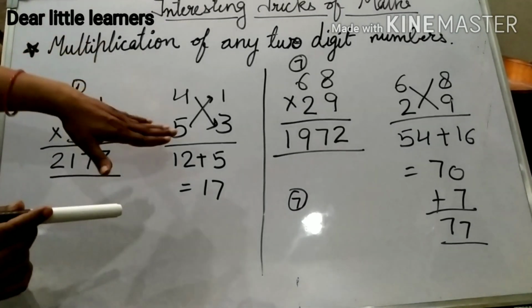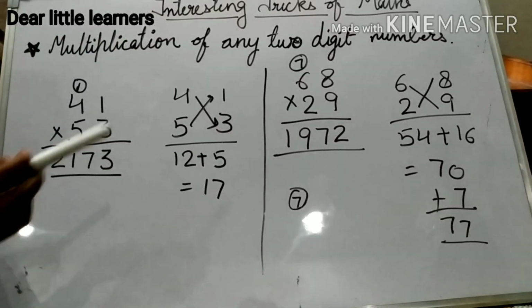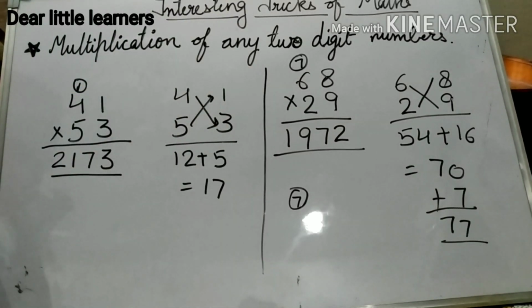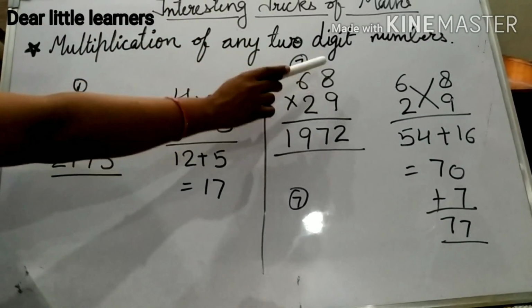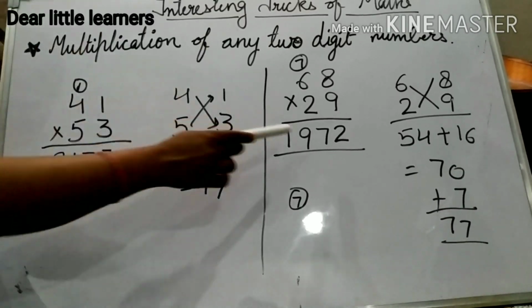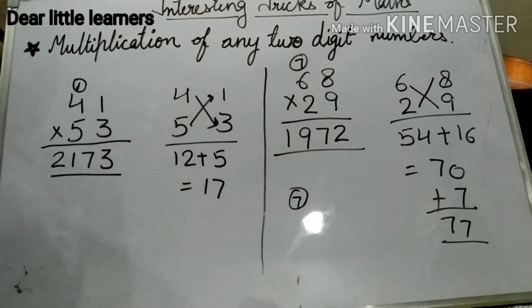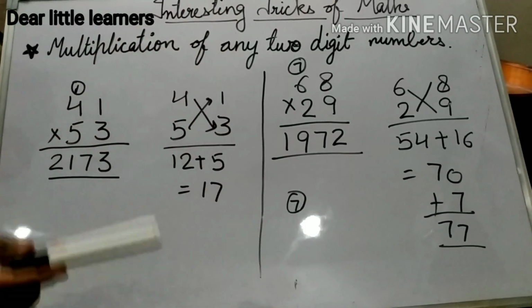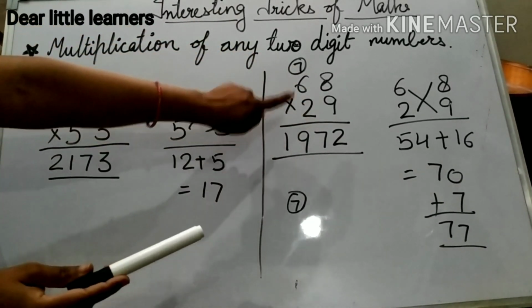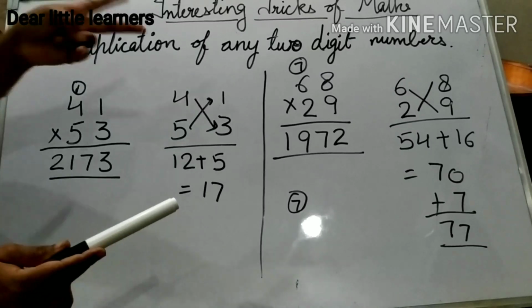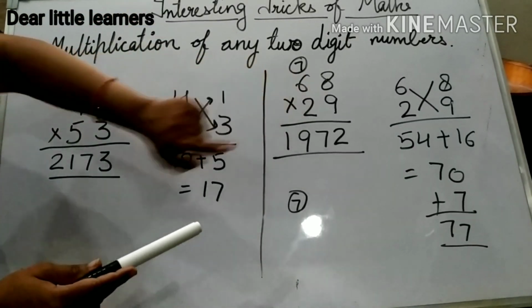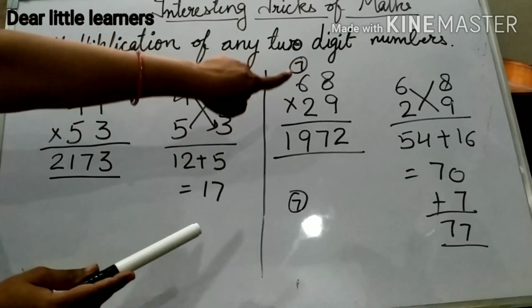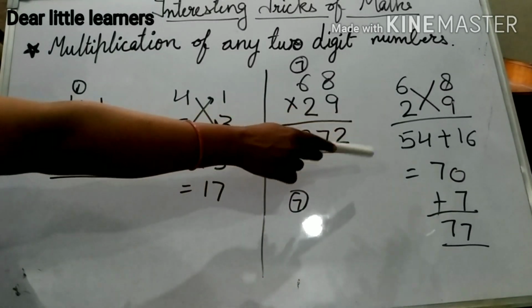Now the next number which I have taken is 68 multiplied by 29. First of all, we have multiplied 8 nines are 72. So 2 is written here and 7 is put as carry. 7 is the carry. Okay children, now 6 multiplied by 9 and 8 multiplied by 2. Cross multiplication, as I told you, we will do. So 6 nines are 54 and 8 twos are 16. So 54 plus 16 is 70.